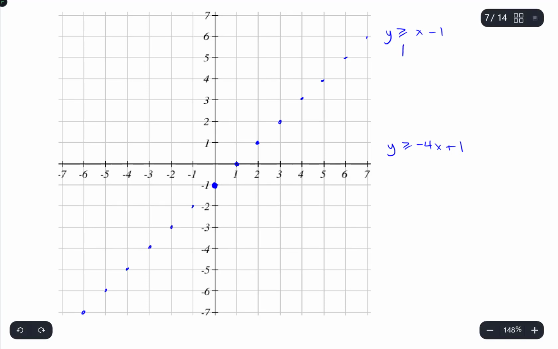The way I determine that is through the inequality used. If it's less than or greater than, I would use a dashed line because that represents the exclusion of the boundary. But since it's greater than or equal to or less than or equal to, that represents inclusion. So we would want to use a solid line here. All right, so I'll just draw a solid line right through these points.